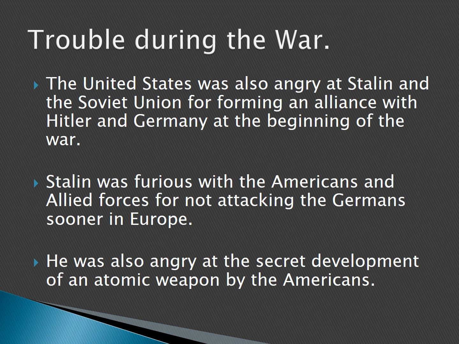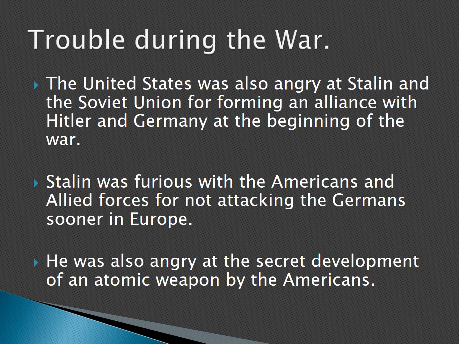So during the war, the United States was angry at Stalin and the Soviet Union for forming an alliance with Hitler and Germany at the beginning of the war. Remember we talked about this, how they had signed a non-aggression pact, and that changed when Hitler decided to invade the Soviet Union. But before that, Stalin was with Germany invading countries and gaining territory. So the United States wasn't too happy with him about that.